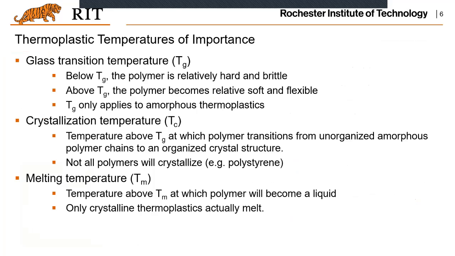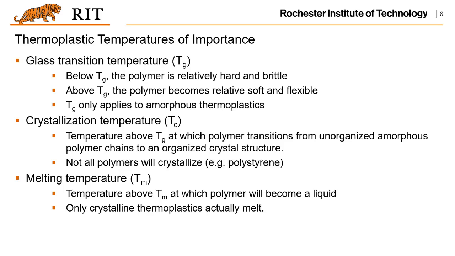And for the thermoplastics, there are some very important temperatures. For example, the glass transition temperature. Below this temperature, the polymer is relatively hard and brittle, and above it, it becomes soft and flexible. And this glass transition temperature is only applicable for the amorphous thermoplastics.